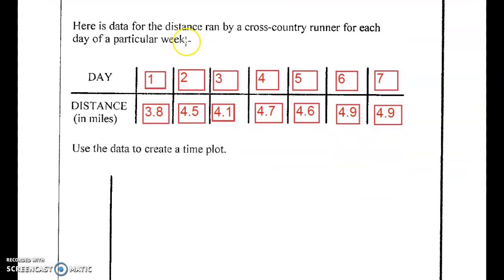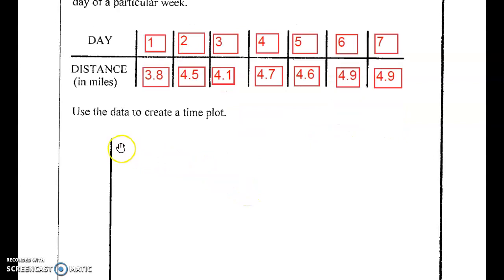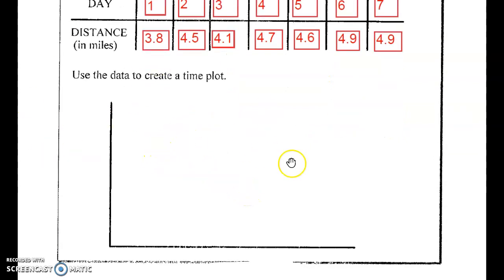So here's data for the distance run by cross-country runners for each day of a particular week. So we're doing this by days. You have 7 days, and each day they ran so many miles. Use the data to create a time plot.